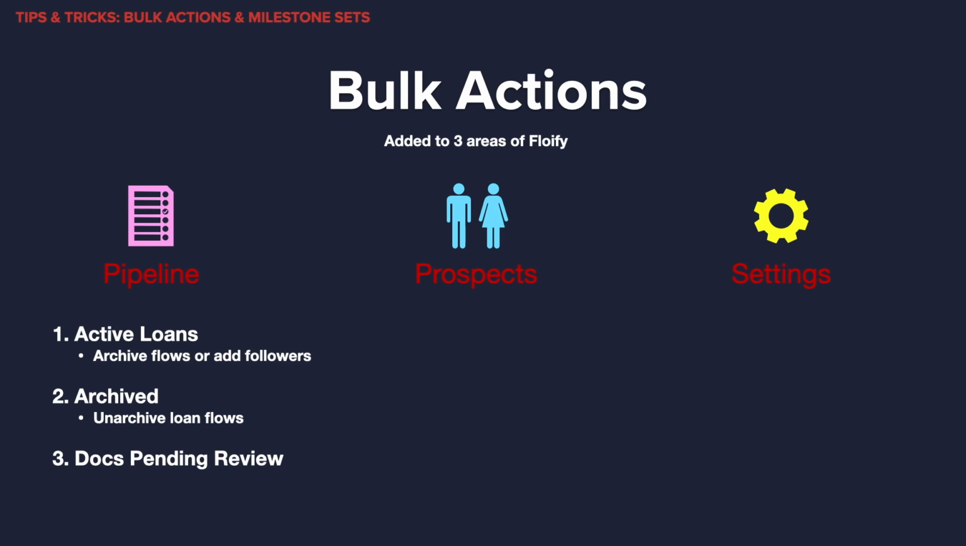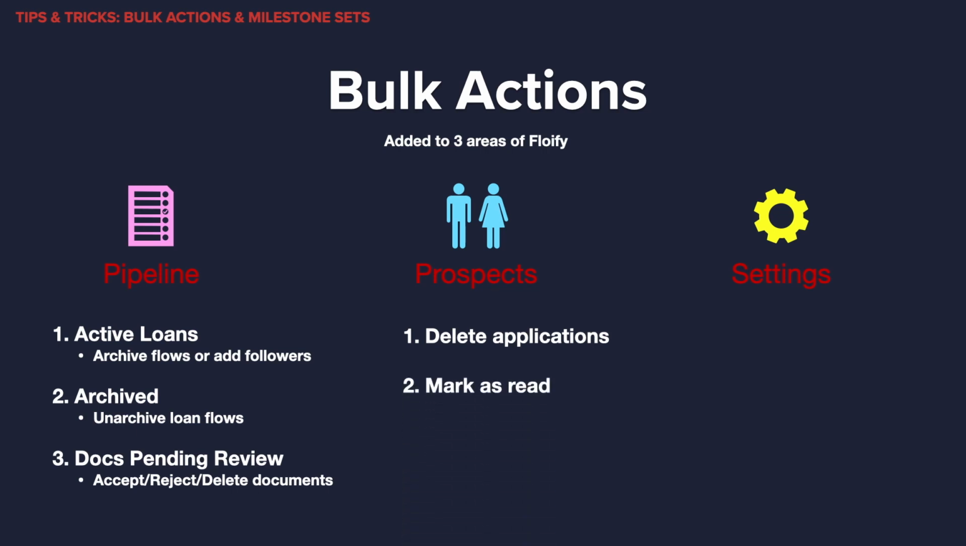And then thirdly, you can access them from your docs pending review. As I just showed you in the last example, you can select multiple documents, choose to accept, reject, or delete those documents from there. Now on the prospects page, you can delete any applications en masse if you need to. And you can also mark your applications as read. For anybody familiar with marking your applications as read, it'll simply remove the bold, and it'll also remove the number next to the prospects that shows you how many incomplete applications that you have.